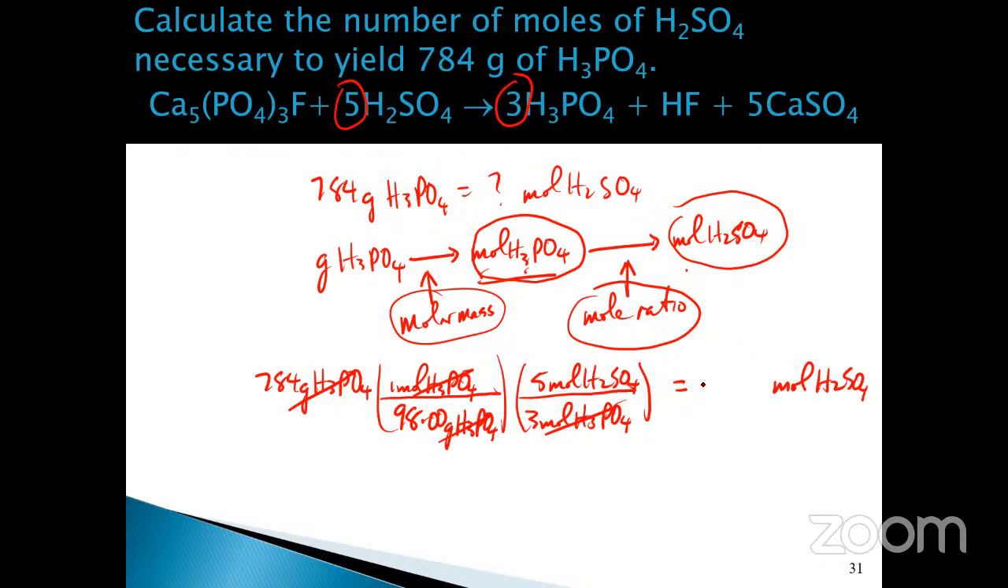And according to my calculations, and please folks, please do these calculations along with me because I can be wrong. I'm subject to error. So let me do this again just to make sure. 784 divided by 98 times 5 divided by 3. Okay, so I got 13.3 moles of sulfuric acid as the answer.